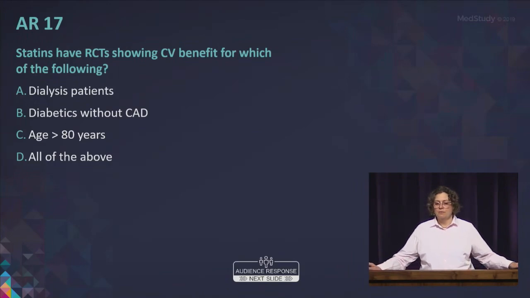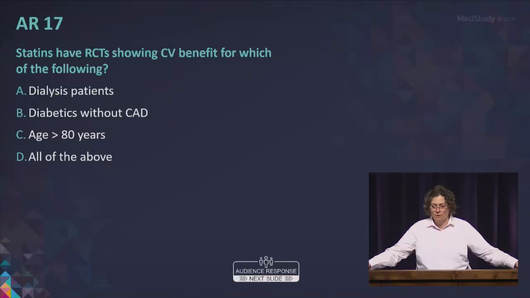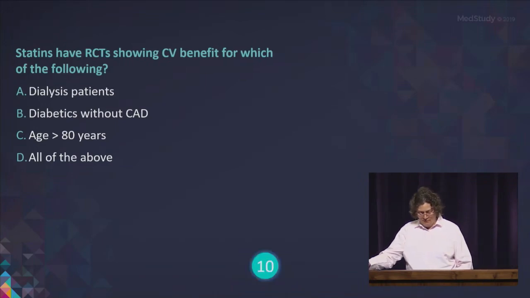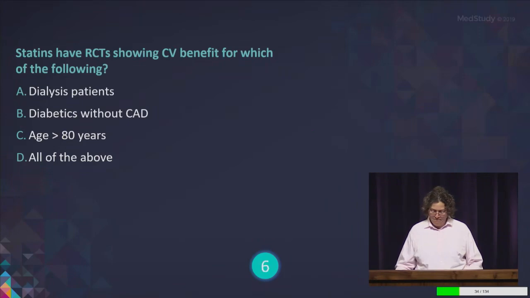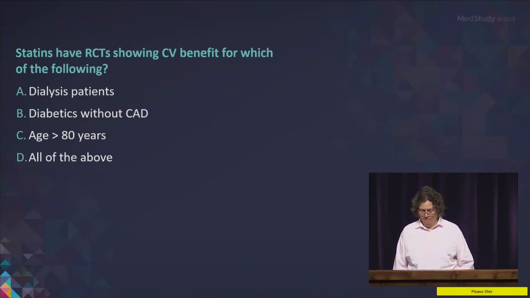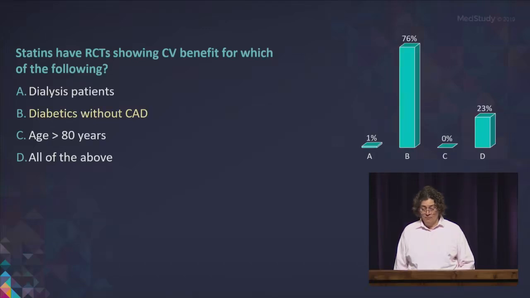Okay, statins have randomized controlled trials showing cardiovascular benefits for which of the following groups? Dialysis patients, diabetics without heart disease, age over 80, all of the above. B is the right answer.